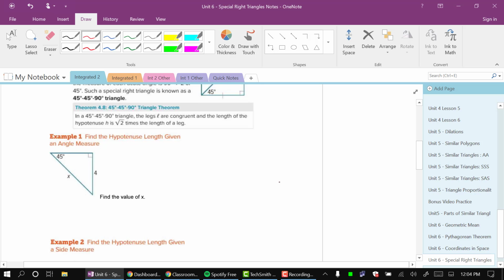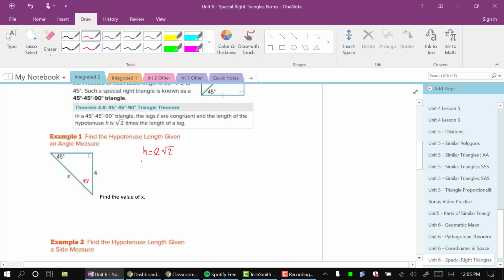So we want to find the hypotenuse length given an angle measure. We know that this is 45, this is 90, which means this is also going to be 45 degrees. We have that our hypotenuse is x, and one of our legs is 4. So from our theorem, our formula is h, which is hypotenuse, equals leg times the square root of 2.